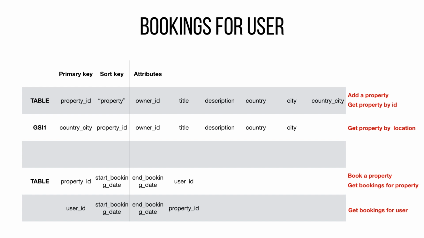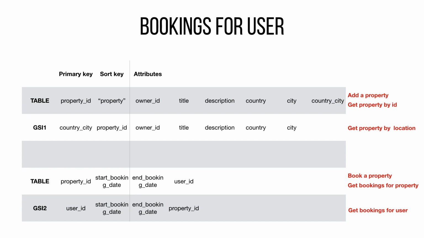Let's move to the next access pattern. This one is the bookings for users. In here, what we want to do is to find all the bookings for one user. This one we talked about already when we were modeling the table. We want to use the user ID, and we need to have the start booking date, because with the user ID we cannot find one particular booking. We need a little bit more detail to find one particular booking.